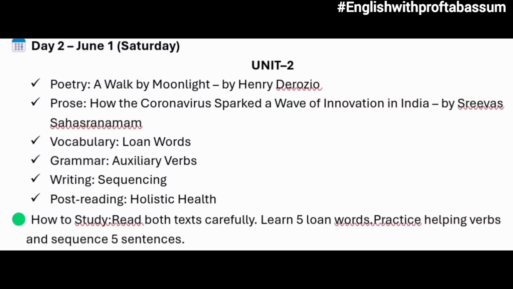Then in post reading, we have holistic health, means overall health. Again, it can come for 5 marks in section A. Poetry or prose, anyone you can go with for 15 marks, and grammar and vocabulary for 2 marks each. And let me tell you, students, from all the units, all grammar and vocabulary topics will be coming. Everything is uploaded in the playlist. Just go ahead and study.